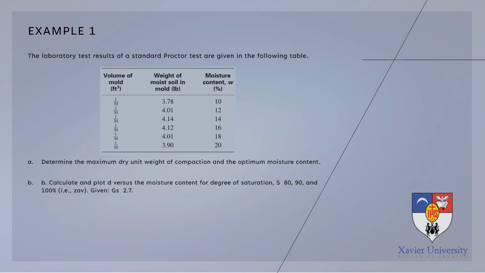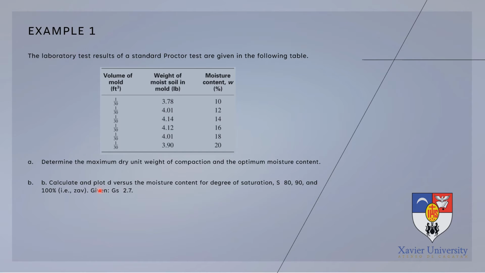So we have here example number 1. The laboratory test results of a standard Proctor test are given in the table. We have here the volume of the mold, which is actually constant because the dimensions of the mold that we will be using are the same. And then the weight of moist soil in the mold differs in each trial, meaning in each mixing of water into our soil. We also have the corresponding moisture content for each of these weights.